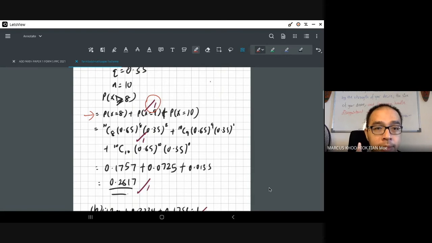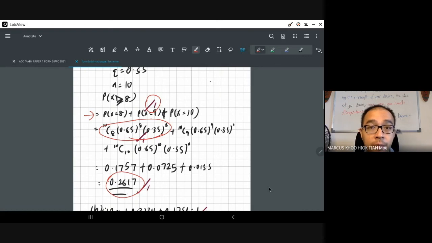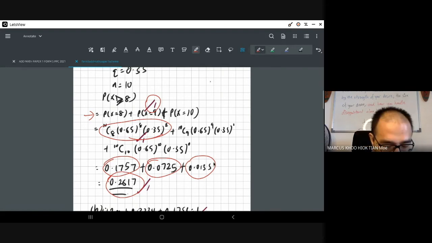The second mark comes from the correct substitution. Okay, you substitute correctly, either one lah, you substitute the 8 correctly, or you substitute the 9 correctly, or you substitute the 10 correctly, you will get the second mark. Okay, and then the final mark is the answer. So notice that I am giving you marks for working. Okay, bukan untuk mendapat setiap satu jawapan ini betul. Itu it doesn't contribute any marks lah. For this question I'm going more for the skill. Let me go to the next one.